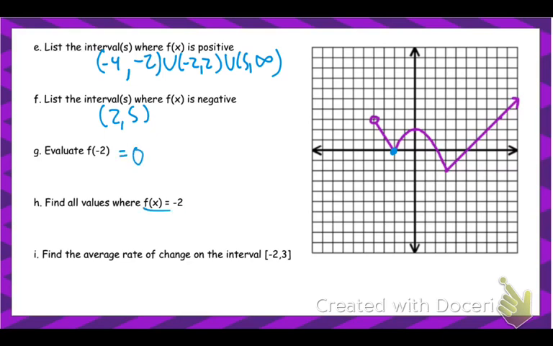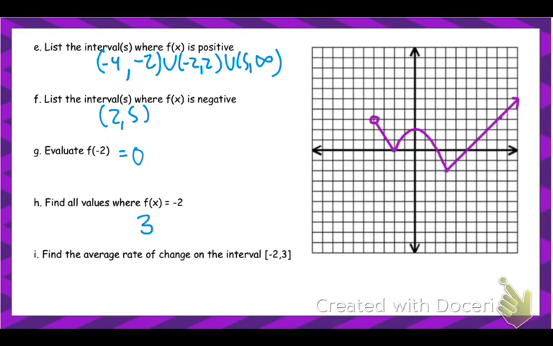Going the opposite way, when f of x is -2. So when y is -2. And this could have more than one answer for a function. In this case, it only has one. So the x value where that happens is at 3. And again, there could have been more than one. In this case, that just happened to be it.